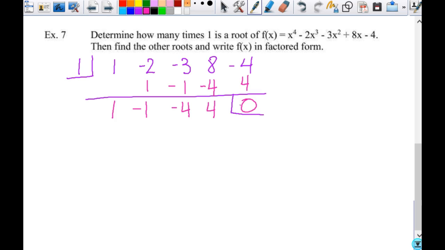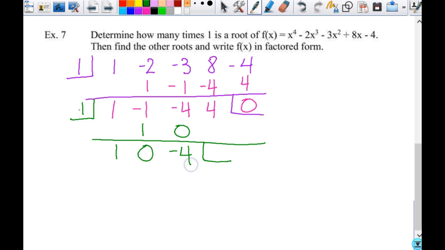Does it say is 1 a root? No, it says how many times, which means now, basically I've factored this out. So now I do it again. I'm going to use my result and then do synthetic division again with the 1. This time my remainder will be right here, because now I've taken it from a degree of 4 to a degree of 3 that I'm trying to figure out if that one works. So bring down my 1. Then this gives me 1. This gives me 0. So 1 times 0 is 0. Get negative 4. 1 times negative 4 is negative 4. So I get 0.